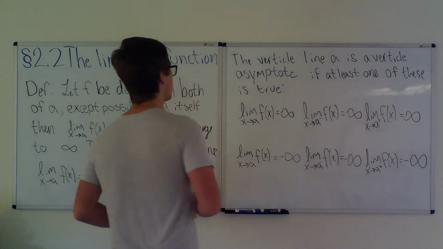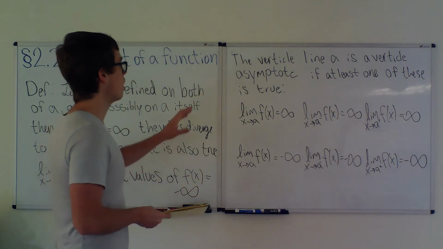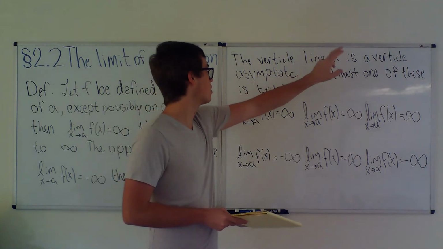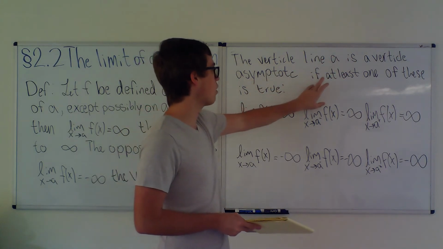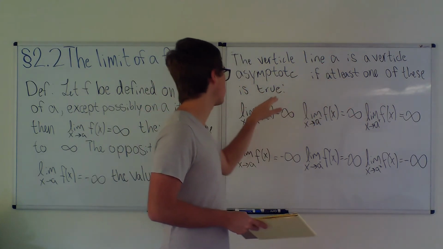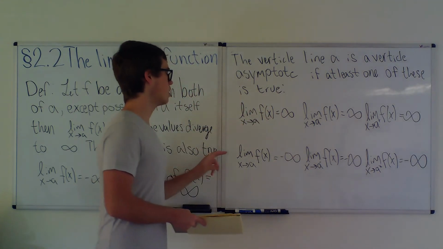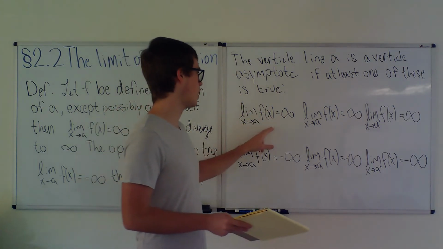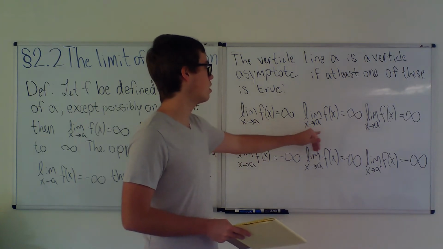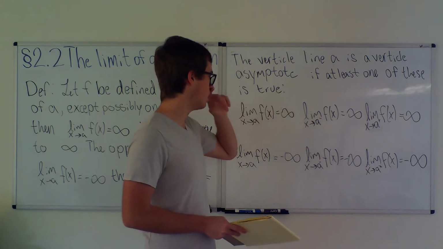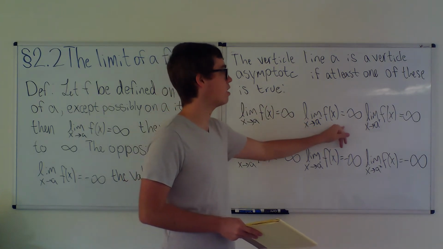So now let's look at another definition. The vertical line x equals a is a vertical asymptote if at least one of these properties is true. The limit as x approaches a of f of x equals infinity. The limit of f of x as x approaches a from the negative side equals infinity.